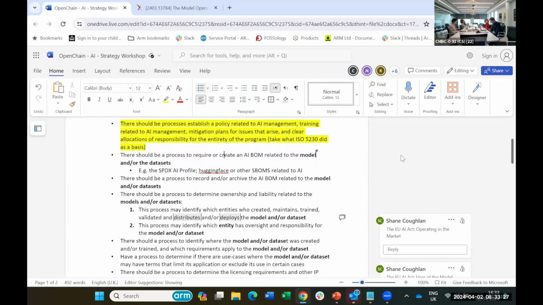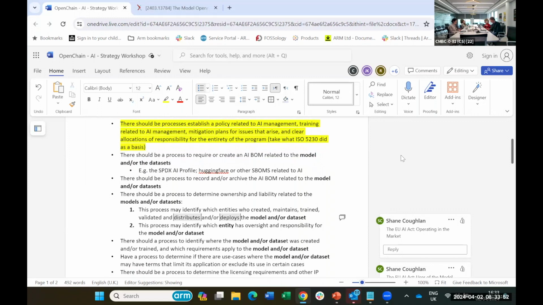The next bullet point is around creation of AI BOMs, which we touched on just briefly. Again, we should have a process to require or create an AI BOM. The second point is around recording it and archiving it. So, if a company is giving me a model or data set or something else, we should have some form of AI BOM.